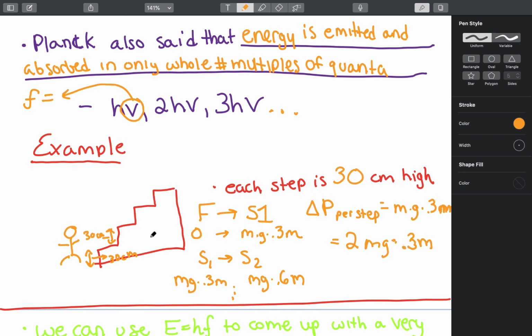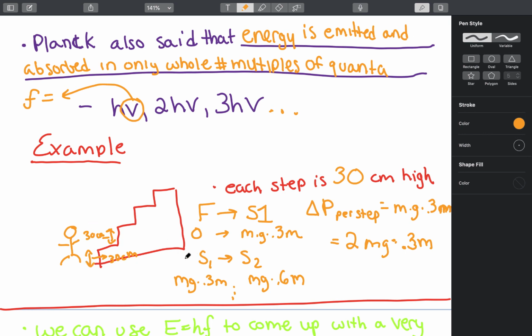So what is this analogy trying to tell you? This analogy is trying to tell you that in order to go from one step to the next, you have to go in whole number multiples of this potential energy. In order to go from the floor to step 1, you'd have to increase your potential energy by this factor. If you want to go from step 1 to step 2, you'd have to increase the energy by the same amount. However, if you want to go from the floor to step 2, you would have to double the amount of potential energy.